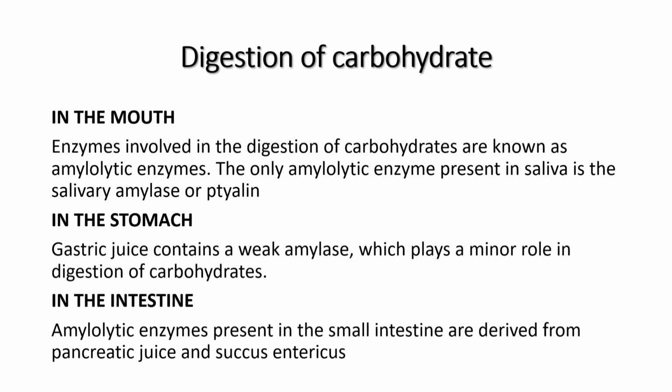Digestion of carbohydrate. In the mouth. Enzymes involved in the digestion of carbohydrates are known as amylolytic enzymes. The only amylolytic enzyme present in saliva is the salivary amylase or ptyalin. In the stomach. Gastric juice contains a weak amylase, which plays a minor role in digestion of carbohydrates. In the intestine. Amylolytic enzymes present in the small intestine are derived from pancreatic juice and succus entericus.